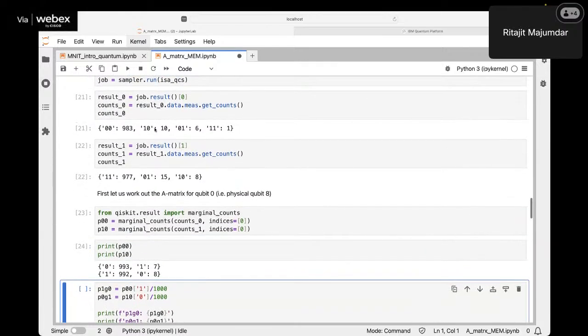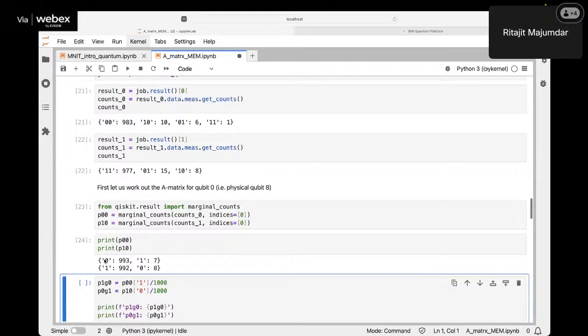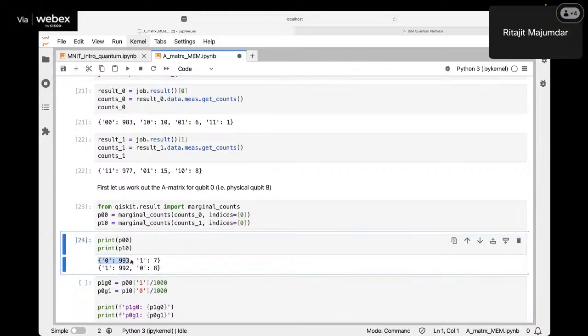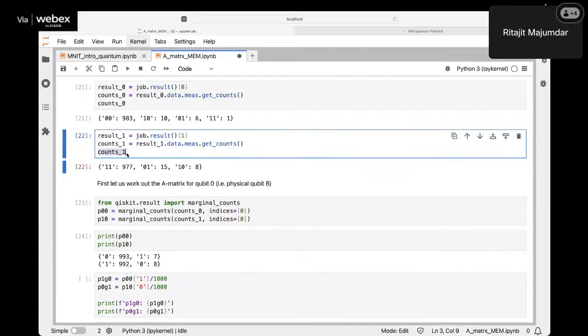So you see, we just calculated this: when we are looking into this as 0, it will add up 0 and 1, so 983 plus 10 will be 993. Similarly, when the second qubit is 1, you add up these two, 6 plus 1 will be 7. Right? We get the marginal information. This is the first qubit information. This is telling me the probability the first qubit is in 0, and the probability it goes to 1. What is the probability that the first qubit, when I start with 1, is 1 or is 0? I need to come here, right?